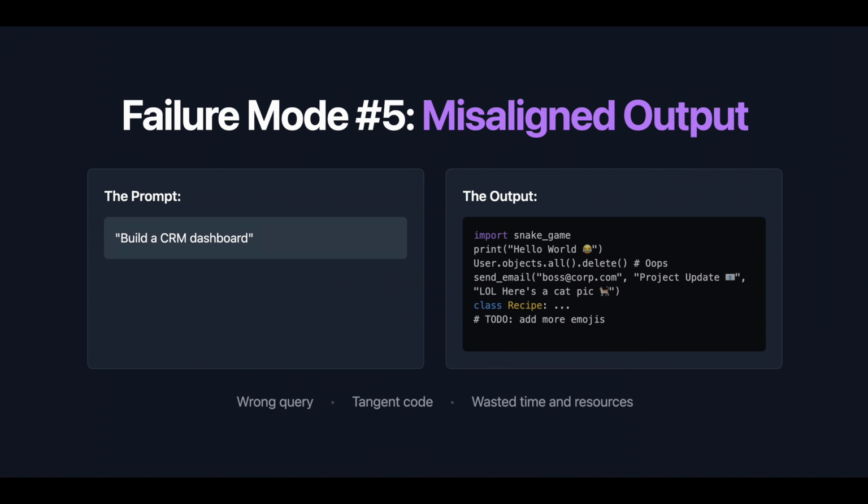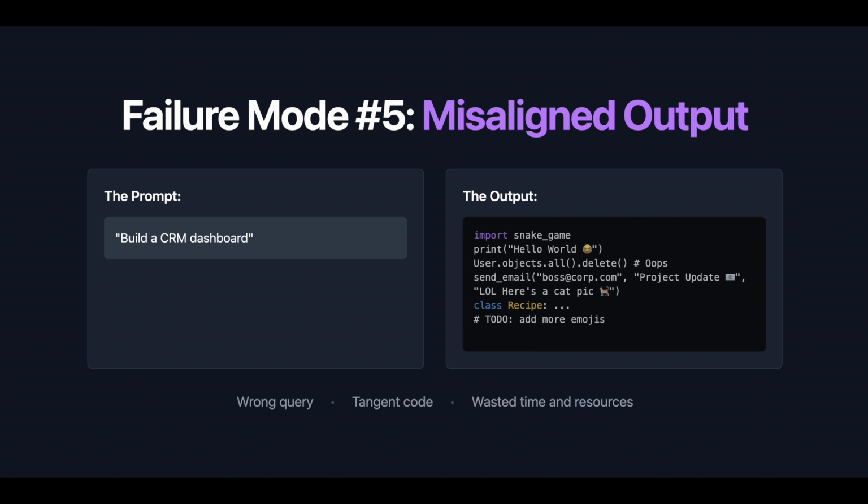The last failure mode, which is a little more subtle than the others, is misaligned output. And this is where there's no tangible mistake. There's no wrong tool call that it makes or an error in the code. The agent just misunderstands the direction that you wanted to go in, and it either goes off on a tangent and does a bunch of things that you didn't really want it to do, or it just totally misunderstands what the end goal was and ends up wasting a bunch of time and resources.